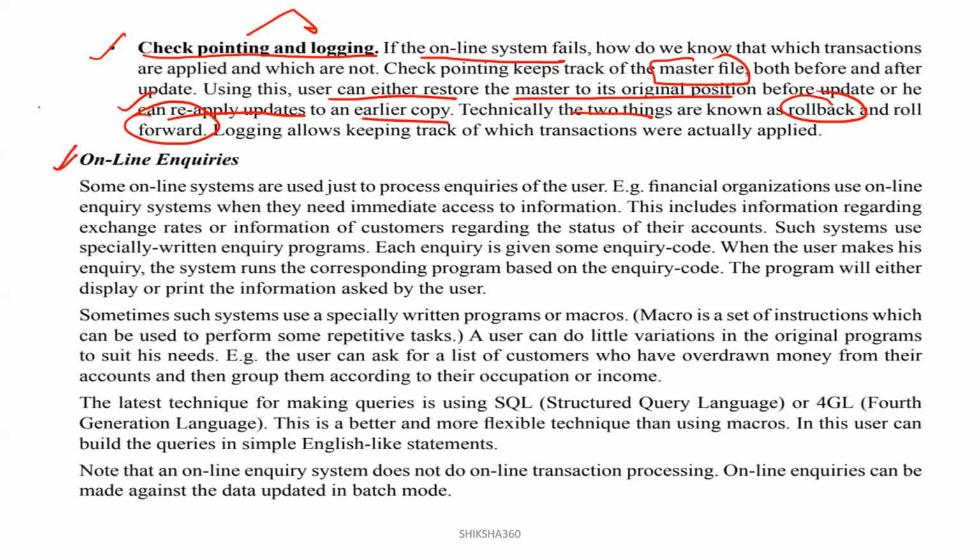Next one is the online inquiries. Some online systems are used just to process inquiries of the user. For example, financial organizations use online systems when they need immediate access to information. This includes information regarding exchange rates, or information for customers regarding the status of their accounts. Clear? That is the online inquiries. They just log in with their details and check.